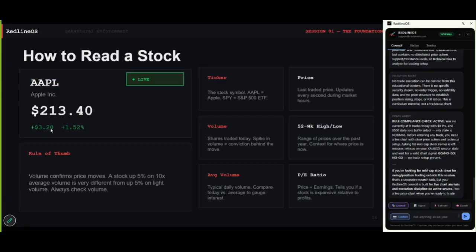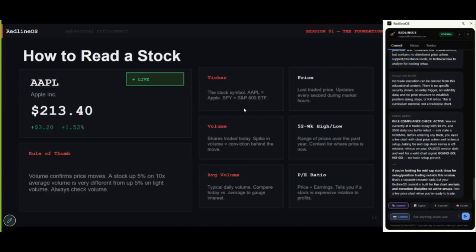Plus $3.20. You can see that the stock is doing good for the day, and the percentage is what the stock is doing for that single day. So rule of thumb, volume confirms price moves. For example, if a stock is up 5% on 10x volume, then it's very different from a stock up 5% with very light volume. That means a lot of people are not really looking at the stock, right?